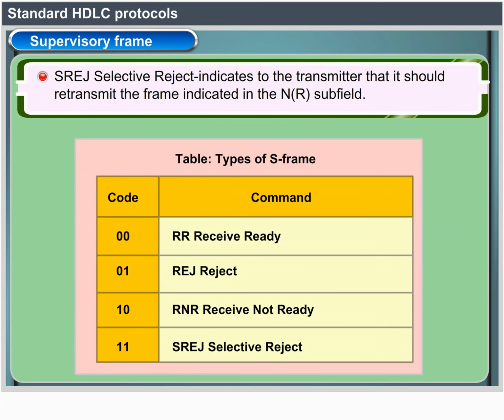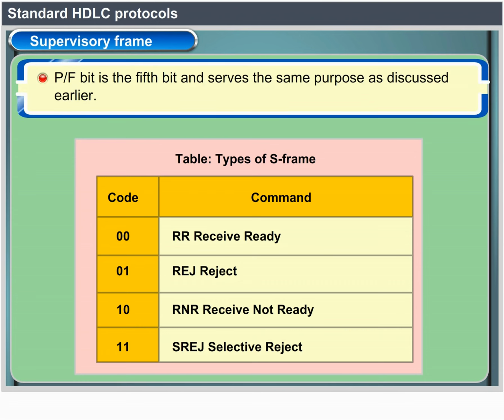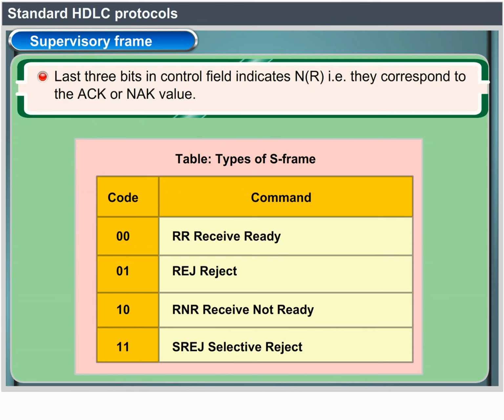There is no N(S) field in the control field of the S frame, as S frames do not transmit data. The P/F bit is the fifth bit and serves the same purpose as discussed earlier. The last three bits in the control field indicate N(R), that is, they correspond to the ACK or NAK value.